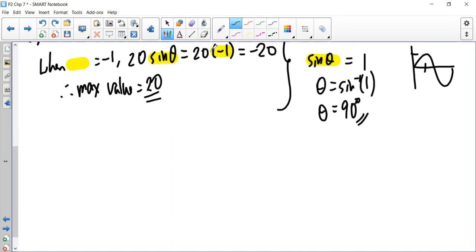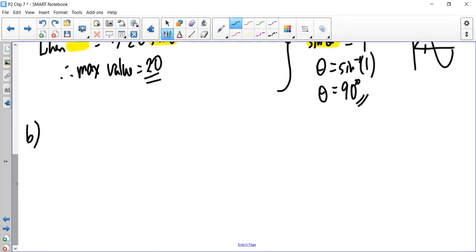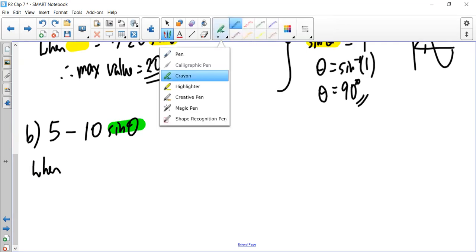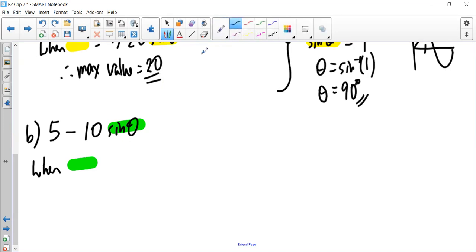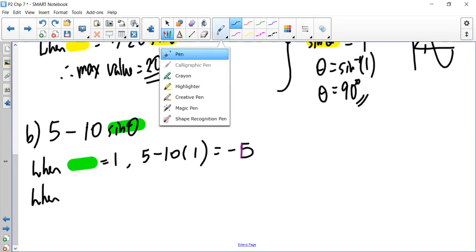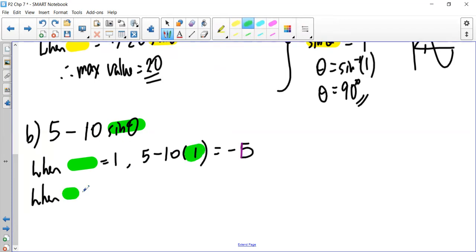Okay, right. So part B: 5 minus 10 sine theta. We know that's the highlighted part. So step by step, when the highlighted part equals 1, then 5 minus 10 times sine theta becomes 5 minus 10 times 1, which is -5. When the highlighted part equals -1, 5 minus 10 times -1.